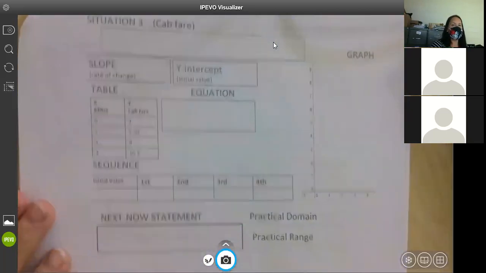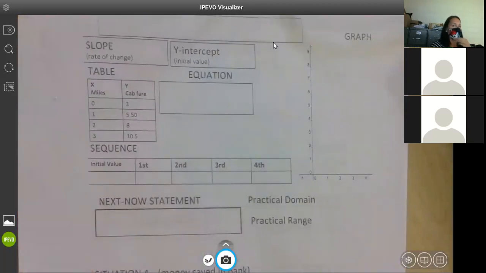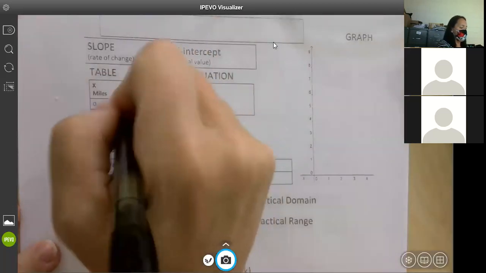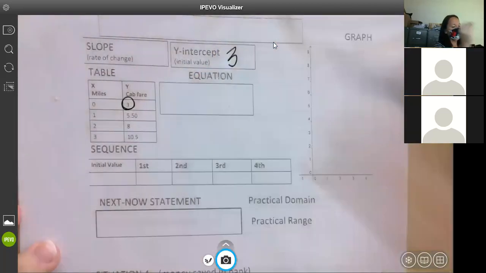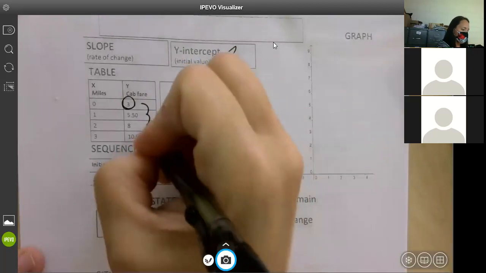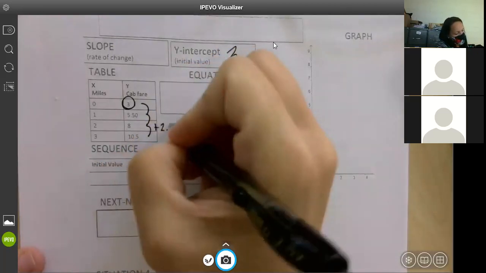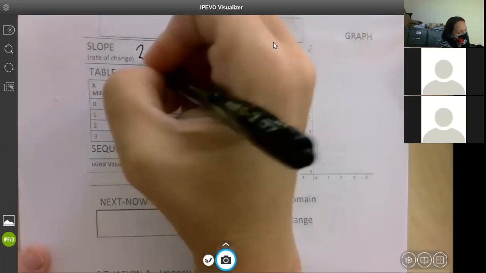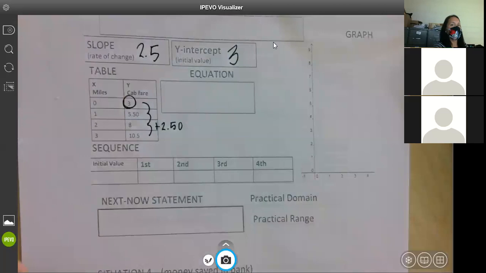This time they give us the table. So remember, 2 things come from the table, your slope and your y-intercept. Where is your y-intercept on the table? 3. It's always the number with 0. So your y-intercept is 3. And then tell me what's happening each time. Plus 2.5. So what is that? The slope. Perfect. And it's a positive 2.5 because it's going up.